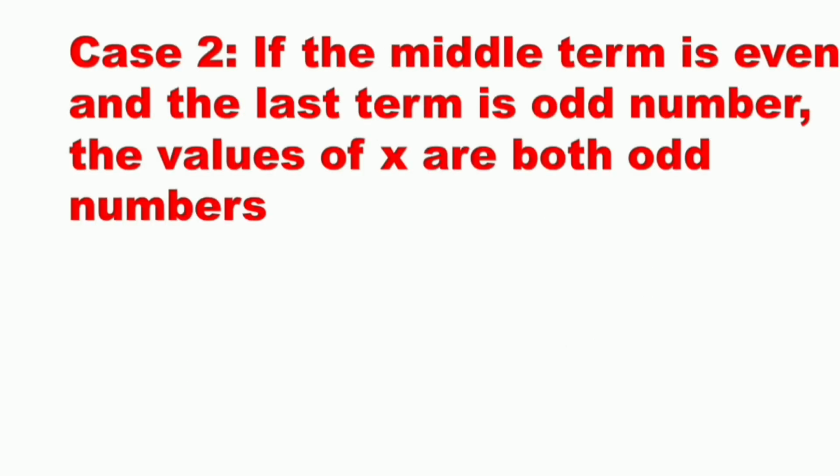So, case number 2: if the middle term is even and the last term is odd, the values of x are both odd numbers. We have this case number 3: the middle term is odd, but the last term is an even number.